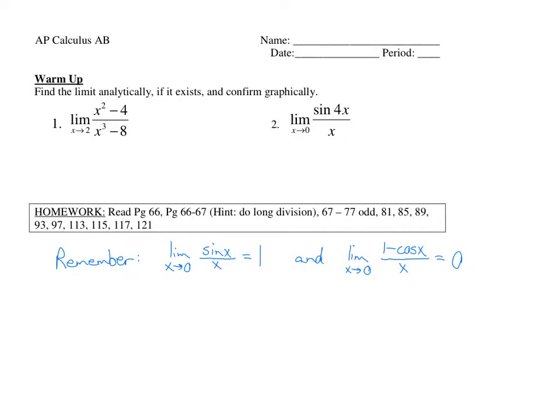Okay? So here we have the limit as x is approaching 2 of x squared minus 4 over x cubed minus 8. What do you get if you plug in 2? 0 over 0. Alright, so we've got to have something else that we can do. Yeah, we've got the difference of squares on the top, so it's x plus 2 times x minus 2.